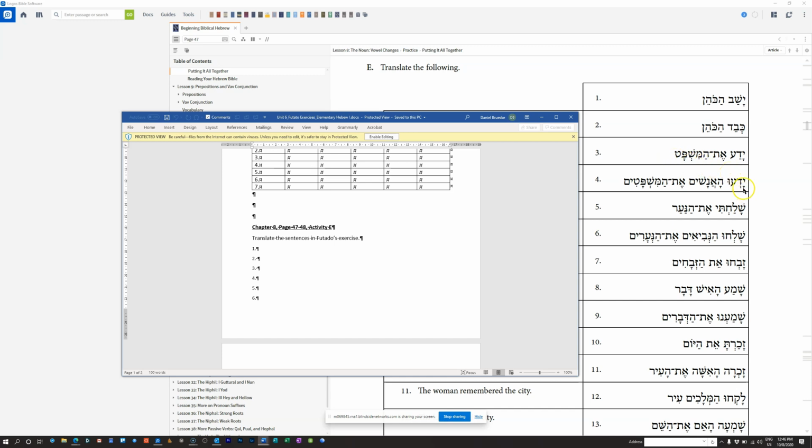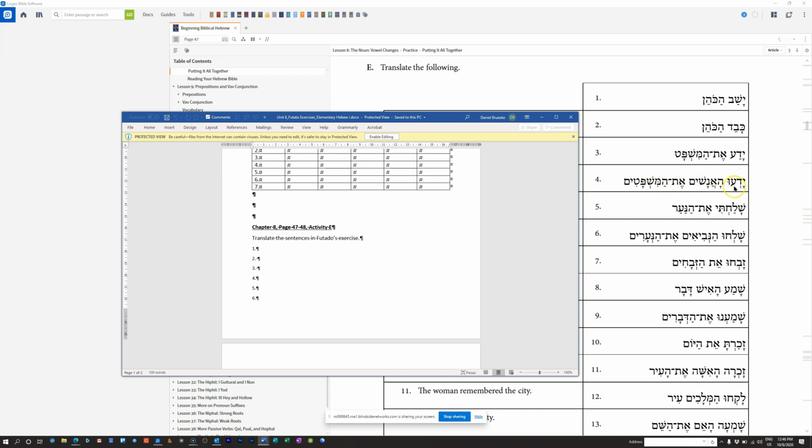All right, number 4, we have yad'u. So we have yada, but we've got the 3CP suffix on here. So our subject is going to be plural. And then we get the word ha'anashim. Now ha'anashim is definite, but it does not have the definite direct object marker. That's over here. So we know that this is not our direct object. This is our subject. And here you can see a great example of Hebrew word order. We have verb, subject, and then object.